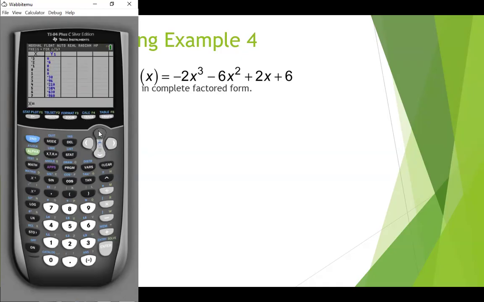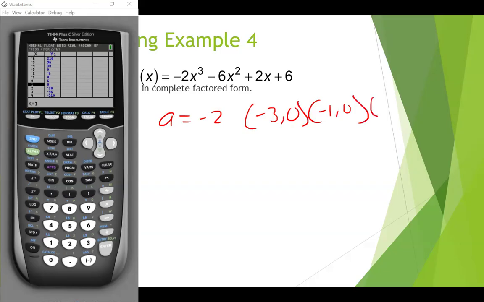So when I go to the table, I can see, okay, good. They are integers. It's not a decimal. I have a 0 at -3, a 0 at -1, and I have a 0 at 1. Do I have everything I need now to write in factored form? I do. We know that our A equals -2, and we know that we have x-intercepts at -3, 0, -1, 0, and at +1.